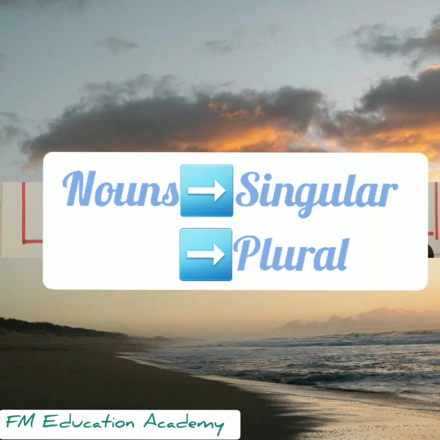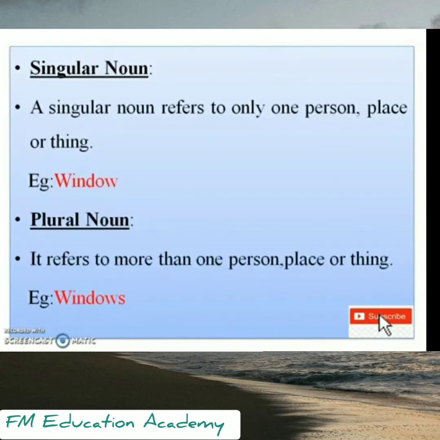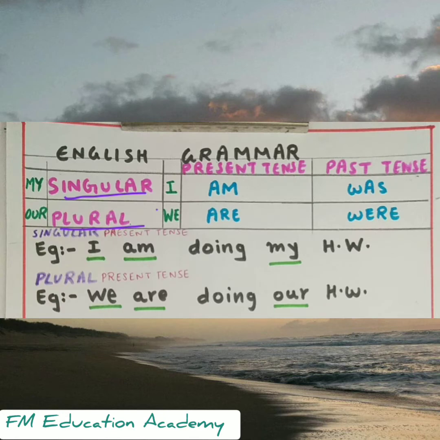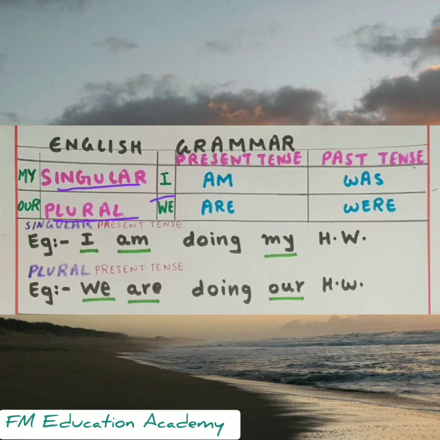We have two types of nouns, singular noun and plural noun. Singular noun means which is occurring only once, and plural noun means which is occurring more than once. So, singular we have I and plural we have we. In present tense, we have a rule that with I we will use am, and in past tense with I we will use was. That is, I am in present tense and I was in past tense.